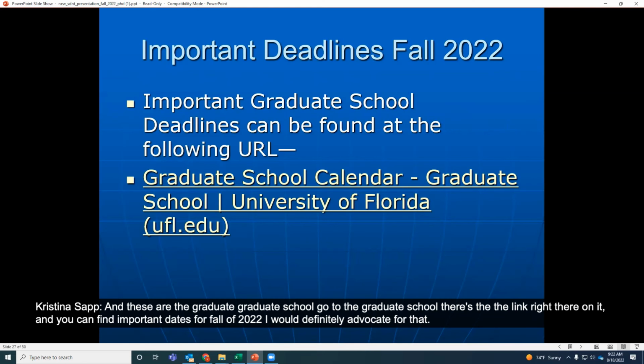These are the graduate school. Go to the graduate school. There's the link right there on it, and you can find important dates for fall of 2022. I would definitely advocate for that.